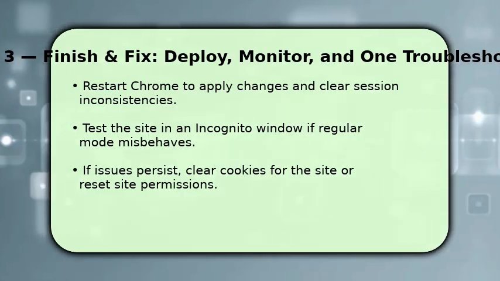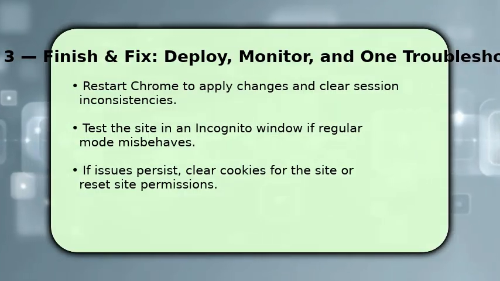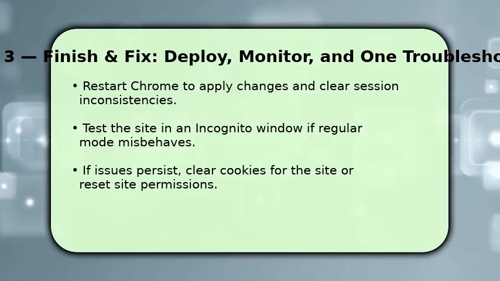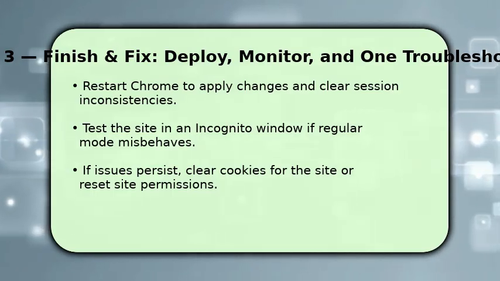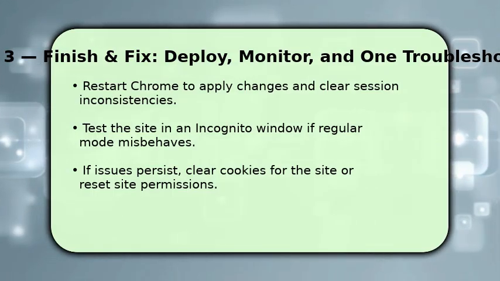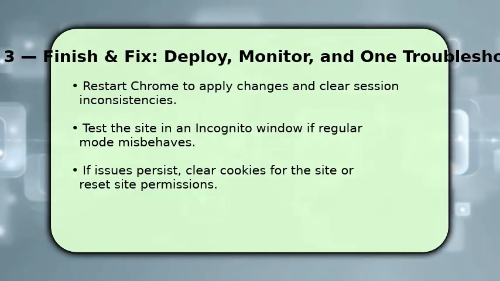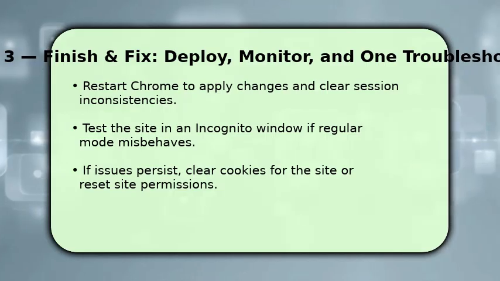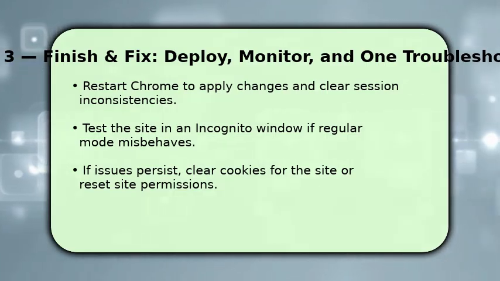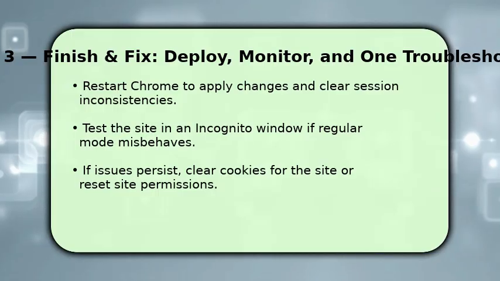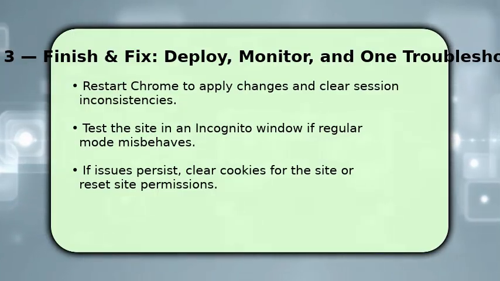If something still fails, open an incognito window to rule out extensions and make sure you've whitelisted the correct domain. As a key troubleshooting tip, clear cookies and site data for that specific site, then reload. This often removes stale tokens and resolves permission conflicts without changing global settings.